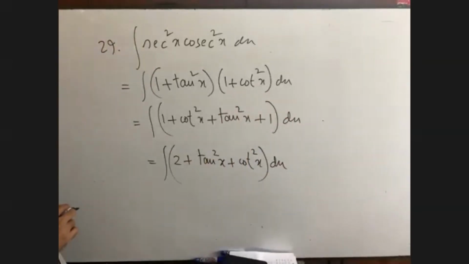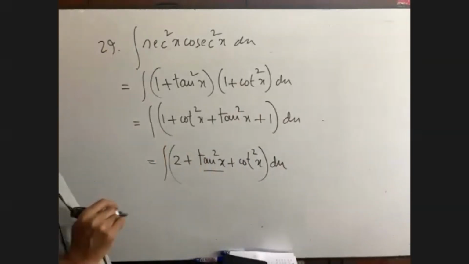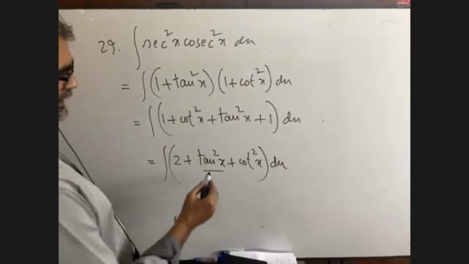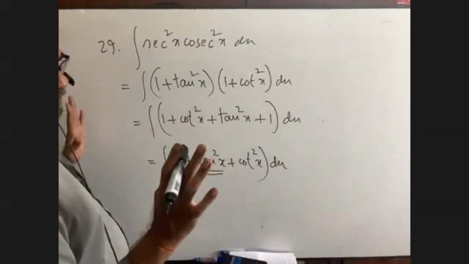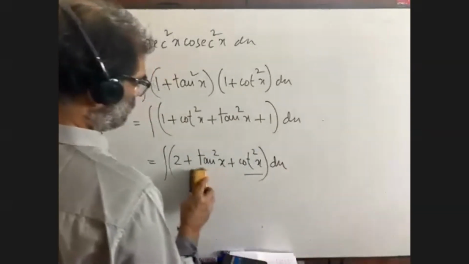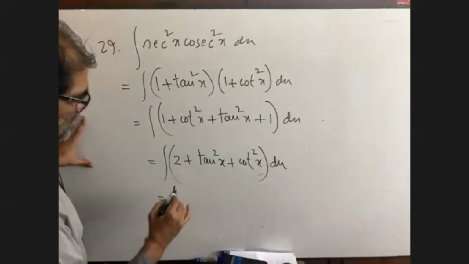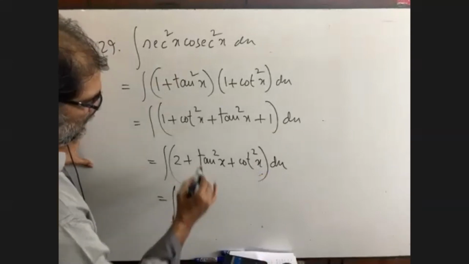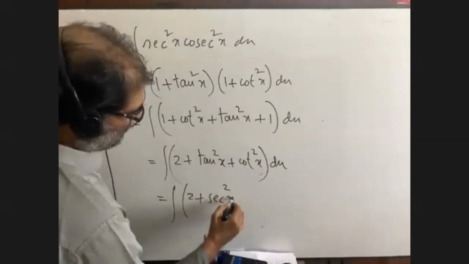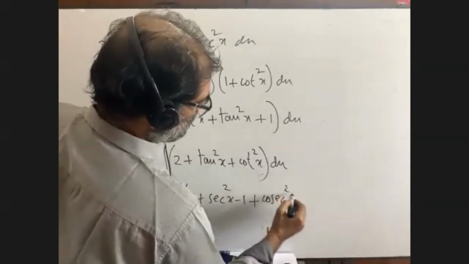Okay. Now can you do it? Or is it possible by us to do? Do you know this one? Wait, just wait. Do you know the integration of tan square x? We don't know. Do you know the integration of cot square x? We don't know. So I told you that we won't be afraid of seeing the math. It is 2. What is tan square x? Sec square x minus 1. What is cot square x? Cosec square x minus 1.